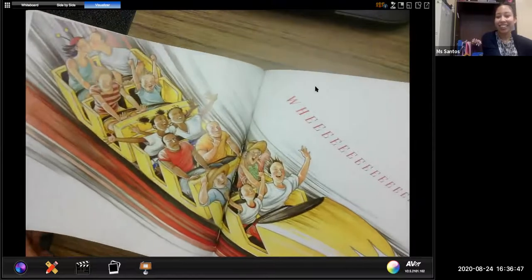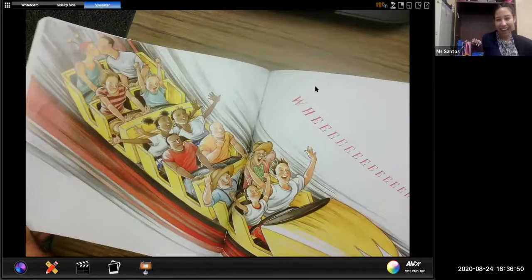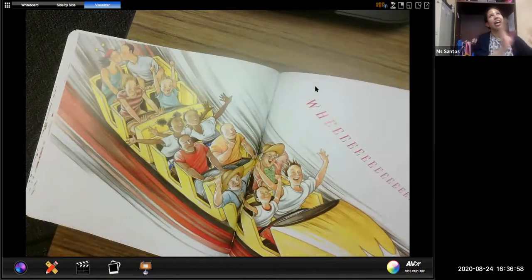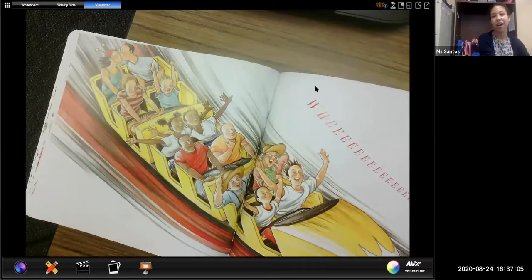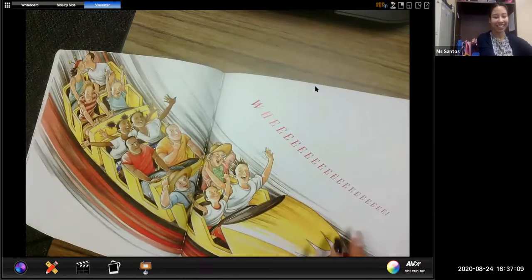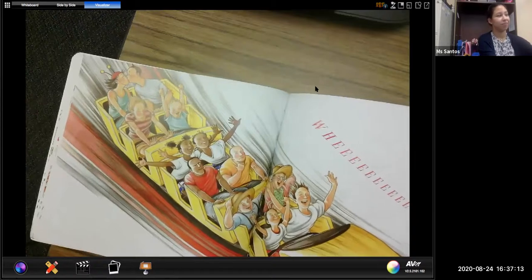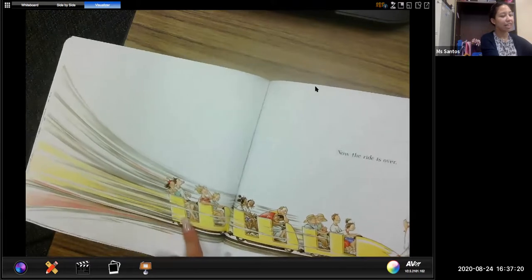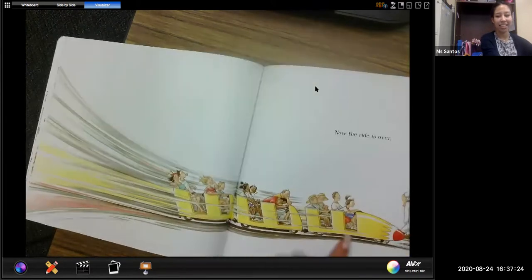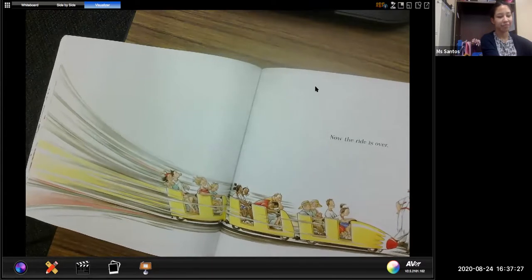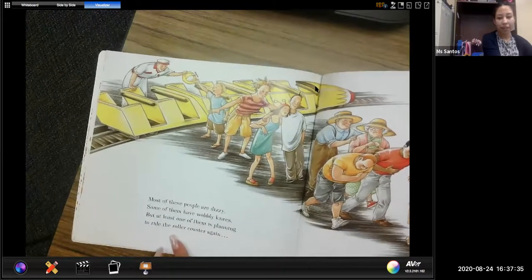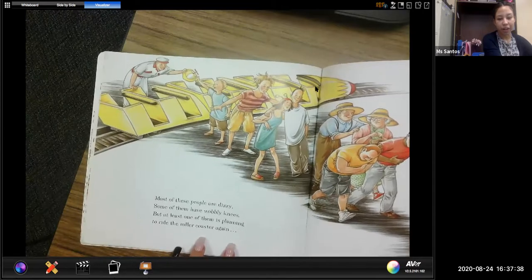Whee! So it looks like they're all having fun. Some are scared, but most of them are having fun. So I love special text because it allows us to express our words and our emotions differently than how we would. So instead of saying everyone had fun, she decided to show what they were saying, right? Pretty cool. Now the ride is over. So I love how she has the train coming in like this, and it stopped, and you could see the movement. Most of these people are dizzy. Some of them have wobbly knees, but at least one of them is planning to ride the roller coaster again.